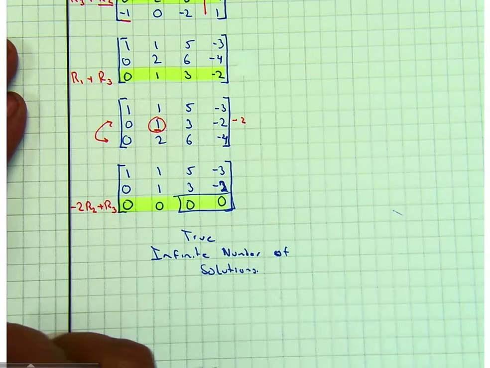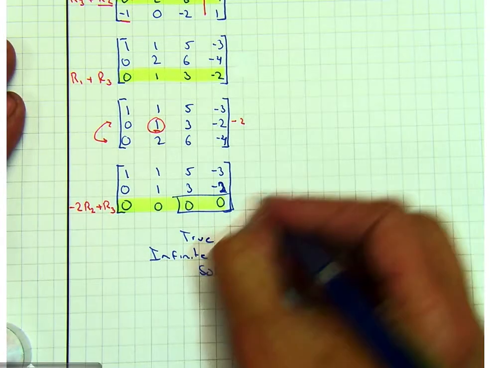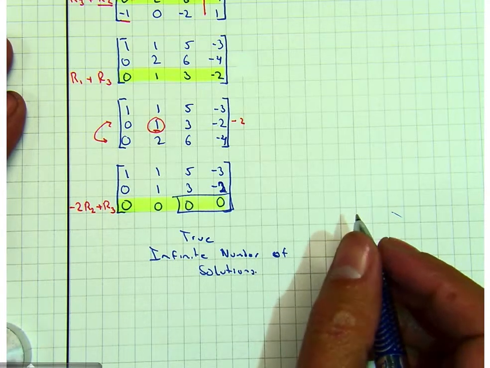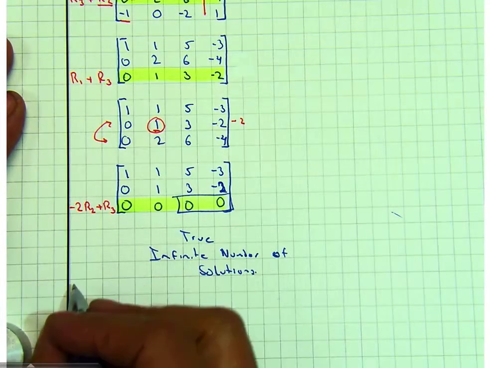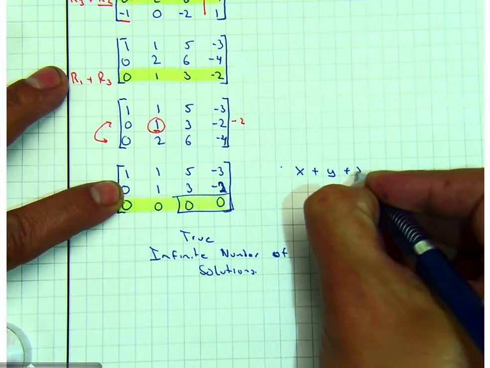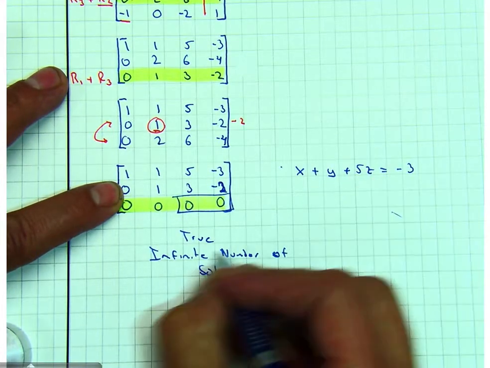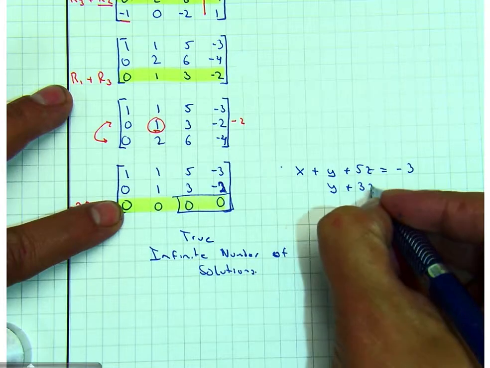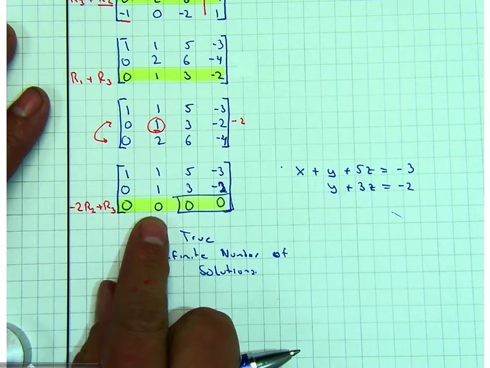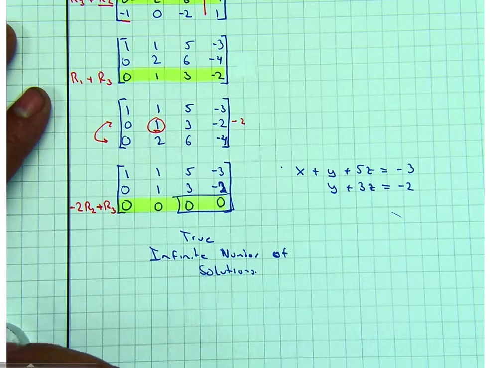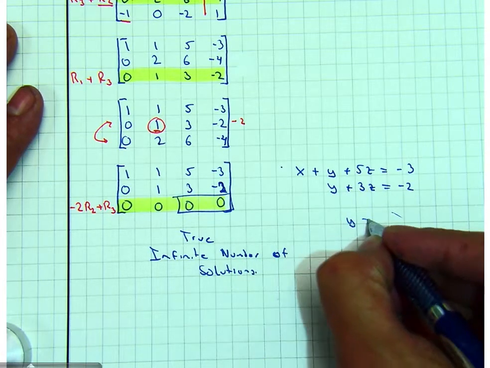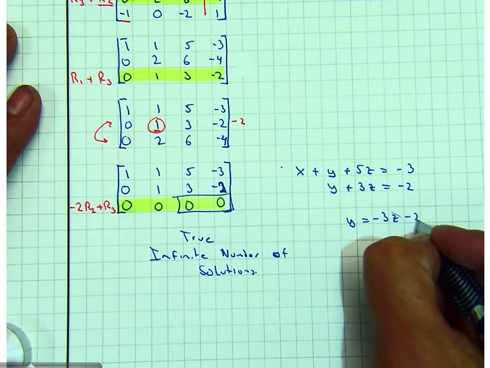And now we need to be able to find the solutions. Sorry for my messy writing, but I had to rush through this. x plus y plus 5z is equal to negative 3. We have y plus 3z is equal to negative 2. Now we have an infinite number of solutions, so we do have solutions that we need to find. What do you guys want to solve, for y or for z? We're going to solve for y, so it means that y is equal to negative 3z minus 2.